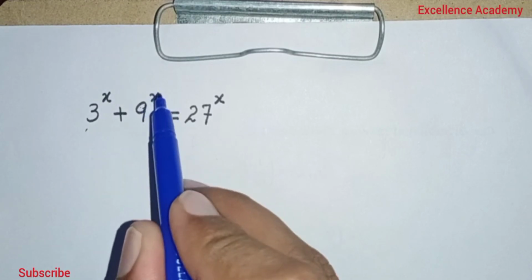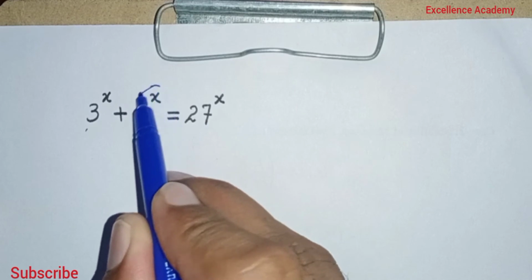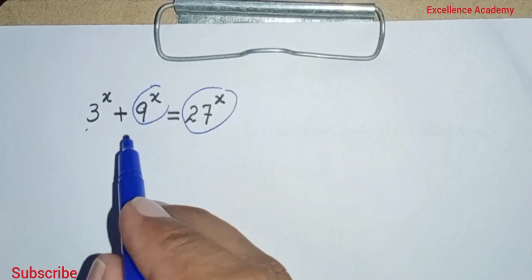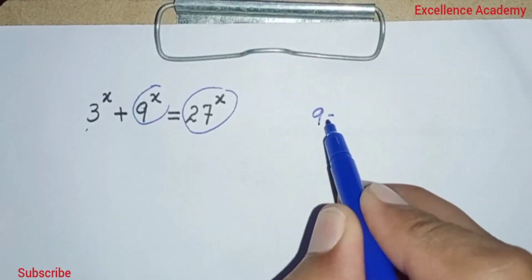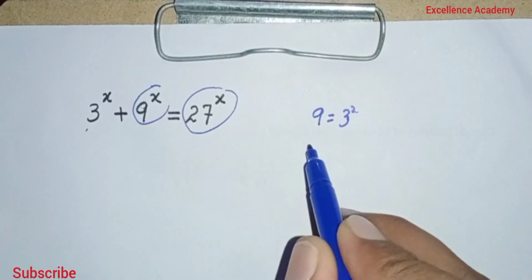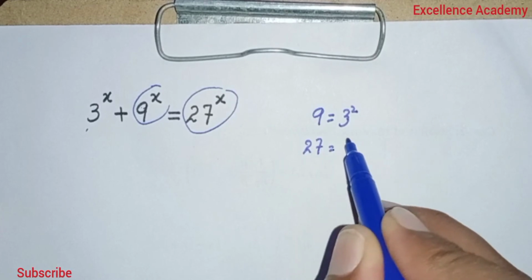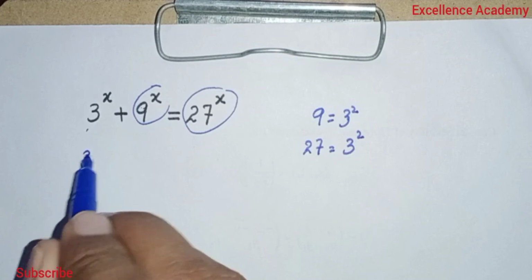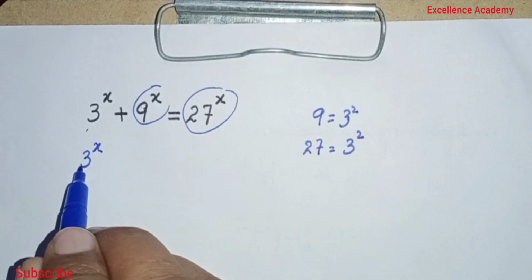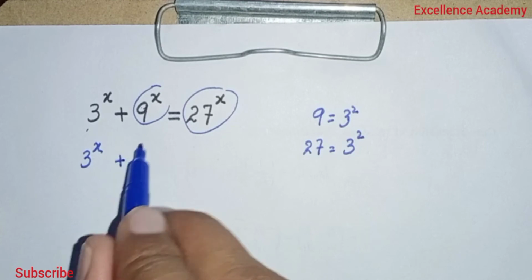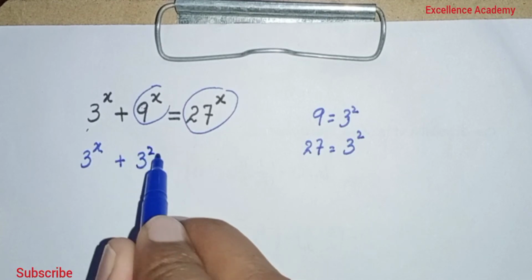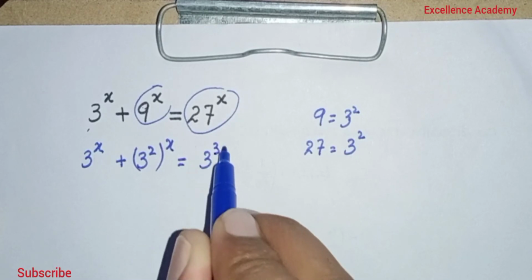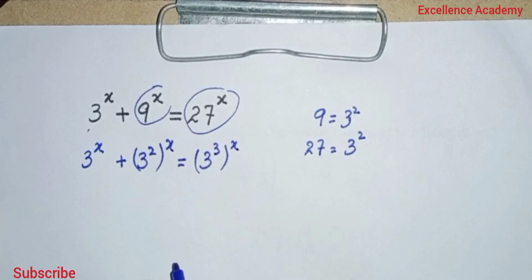Now let us focus on the terms 9^x and 27^x. We will break these down. We can write 9 as 3 squared and 27 as 3 cubed. So our equation will become 3^x + (3^2)^x = (3^3)^x.